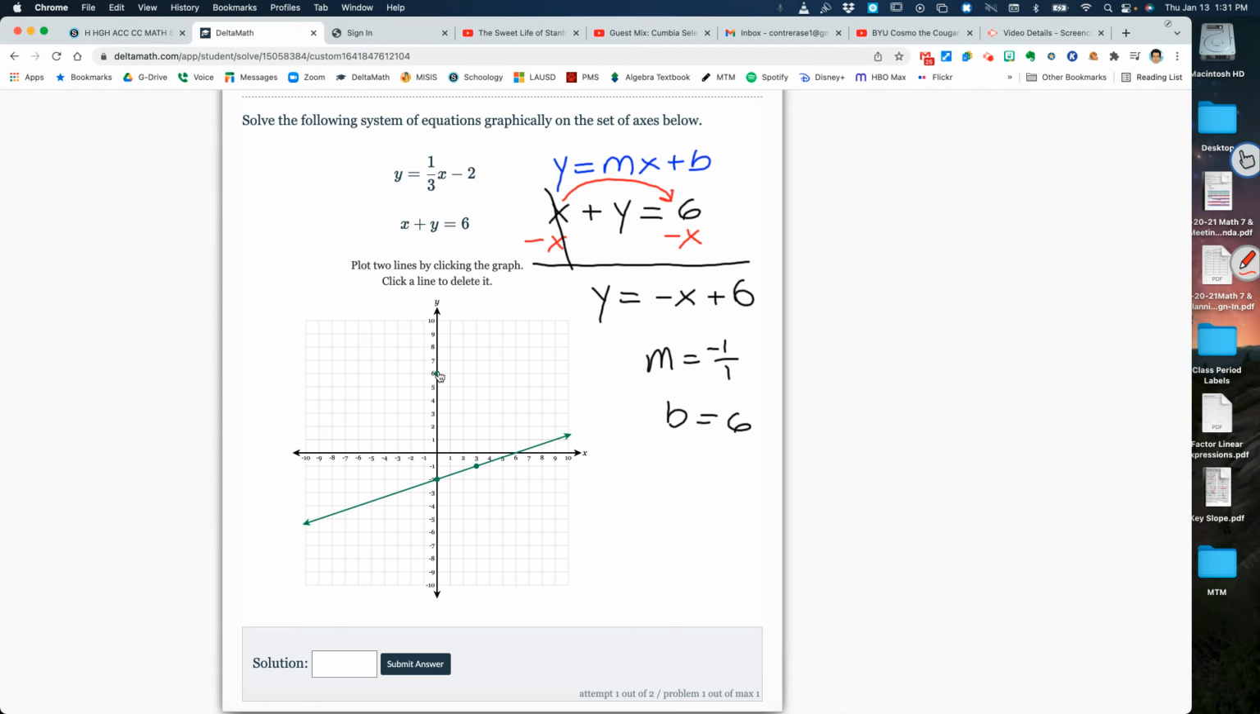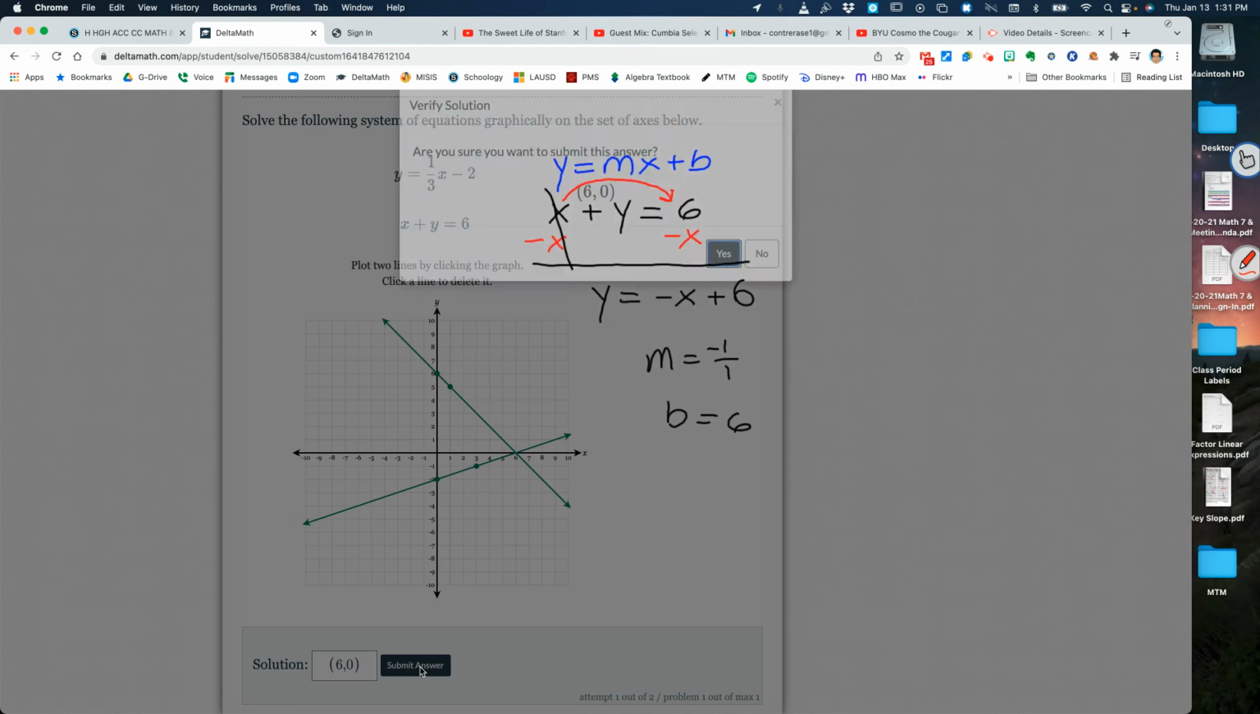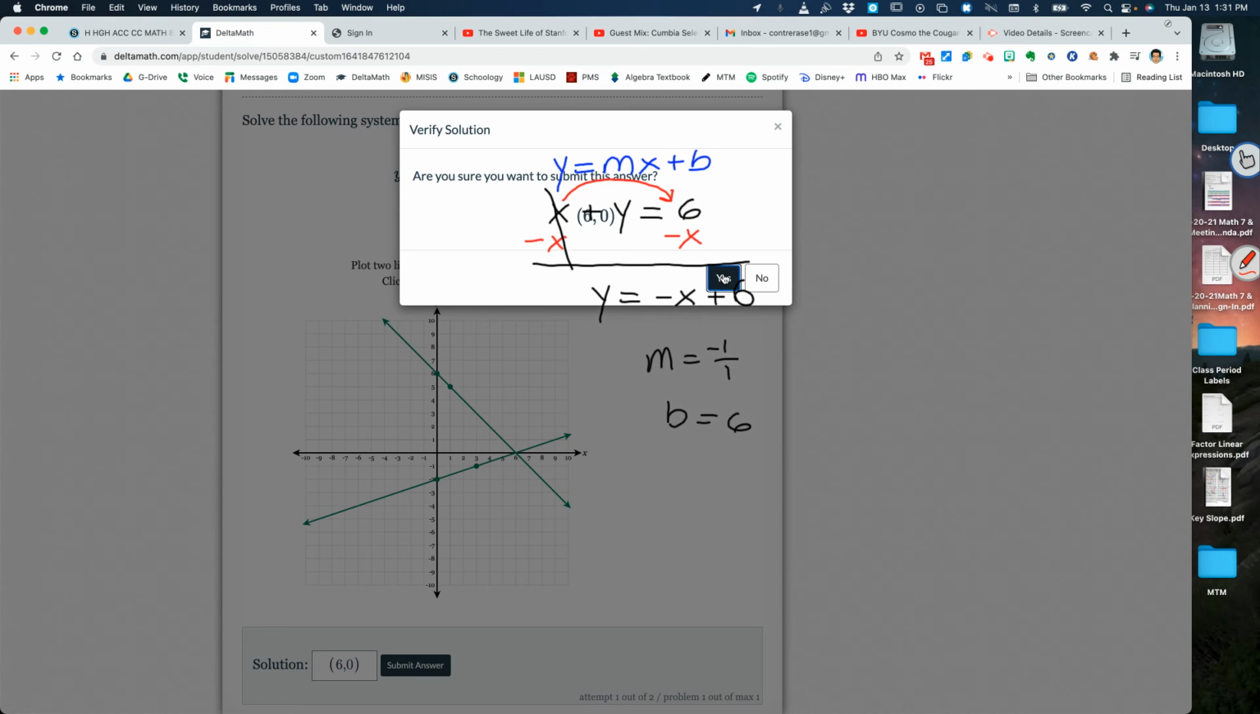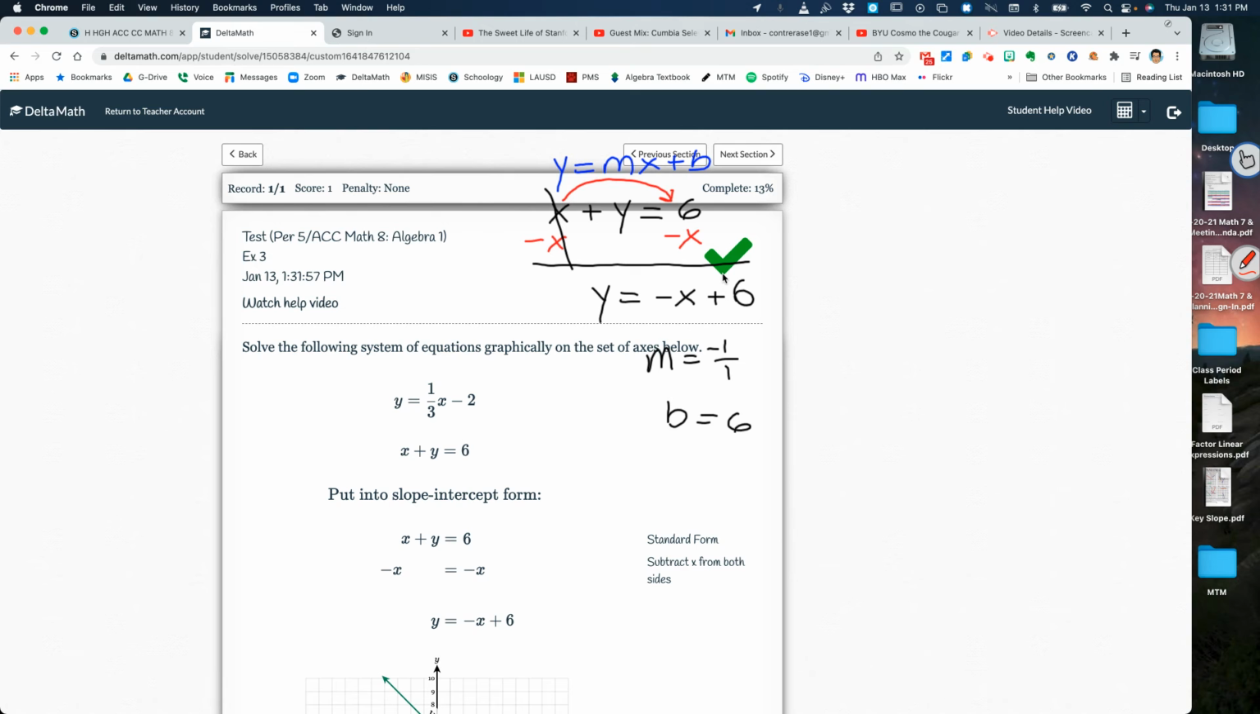So we know it crosses here at 6. And then to find the second point, you go down 1 and to the right 1. And it looks like this one crosses right at the x-axis at 6. So my coordinates are 6, 0. Okay. Yes. We're going to go with 6, 0.